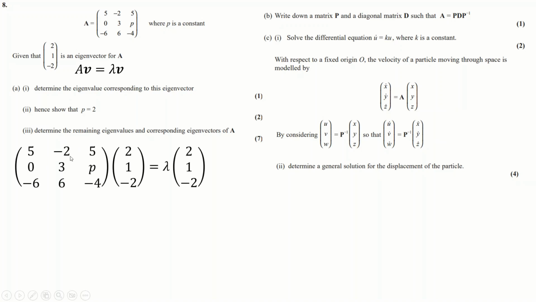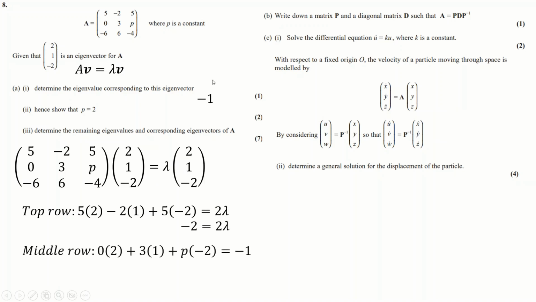So 5 times 2 minus 2 times 1 minus 5 times 2 is equal to 2 lambda. You can just solve that for lambda. And once you've got lambda as minus 1, you can just read the middle row. 0 times 2 plus 3 times 1 plus p times minus 2 is minus 1 times 1, because lambda is minus 1. And you find p as 2, which is what they wanted. Good. And then it says determine the remaining eigenvalues.